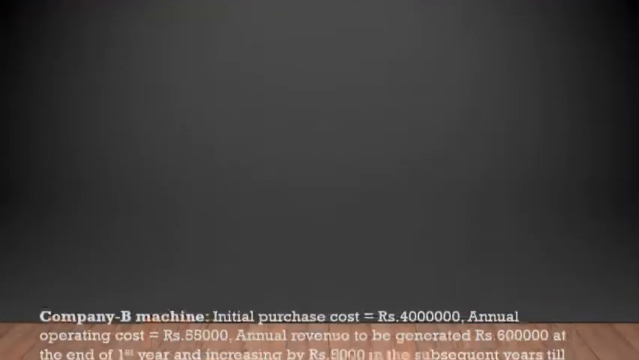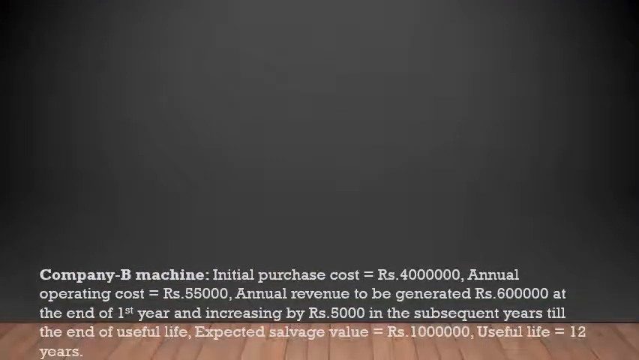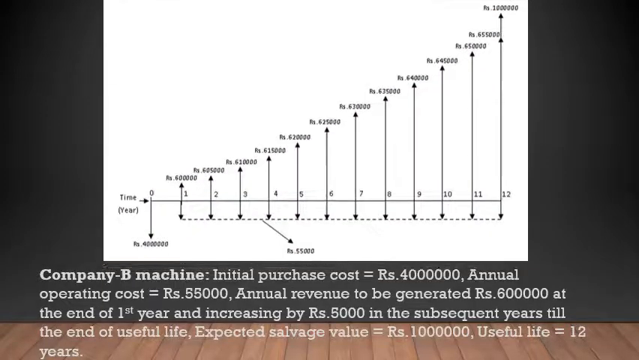Now let us go to the second machine. Factor values are given. Okay, convert them one by one. What is the lifespan of the second machine? 12 years. It is already 12 years, so there is no need for repetition. That's why it appears straight away as 12 years.